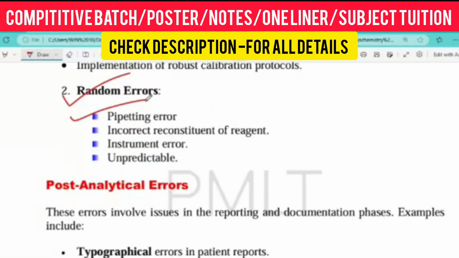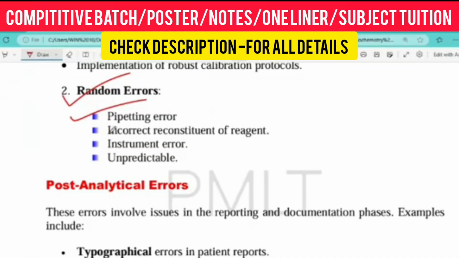That is repeating error. And incorrect reconstitution of the reagent means, for example, for doing the creatinine test, a sample of 500 microliter is required. If you are not getting the 500 microliter, or if you are getting 200 microliter, that is an error. These kinds of errors happen randomly, right? And that is not in our hand, right? These kinds of errors happen randomly.